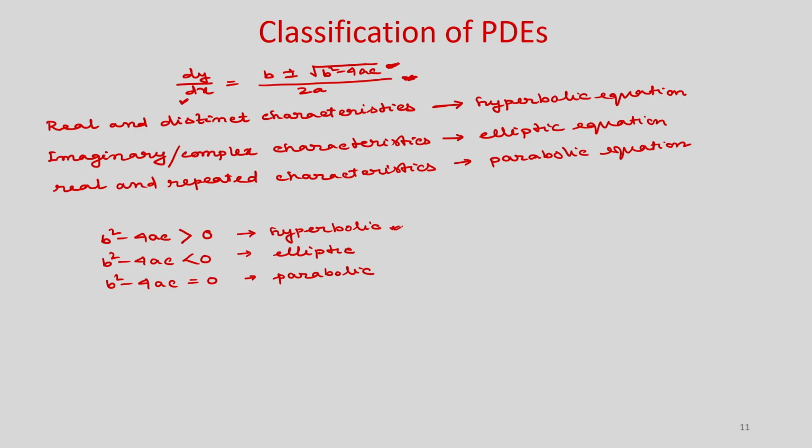So, you can write it is hyperbolic without seeing the characteristics. If b square minus 4ac is less than 0, then it is elliptic, and if b square minus 4ac is 0, then you will get only real and repeated characteristics, and it will be parabolic in nature.